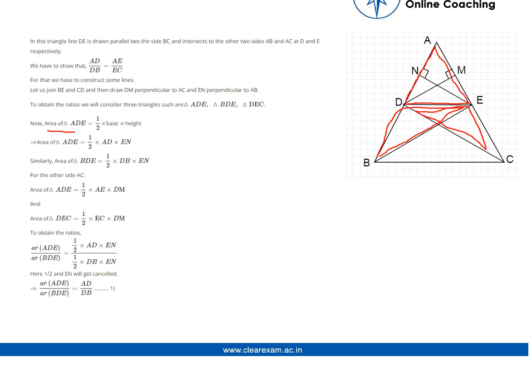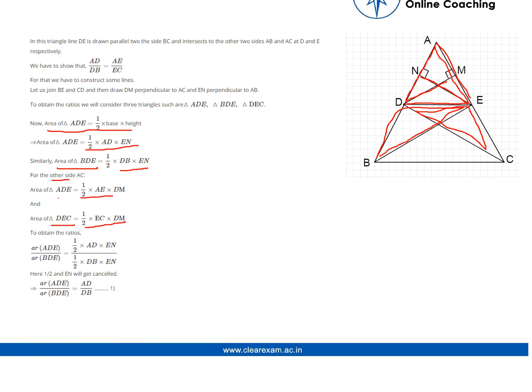So the area of ADE is 1/2 base into height. So base is AD and height is EN. This is the height that we are taking. You can take this DM height also, it doesn't matter. Similarly, the area of BDE is half into DB into EN. For the other side, the area of ADE is 1/2 into AE into DM, and the area of DEC is half into EC into DM.